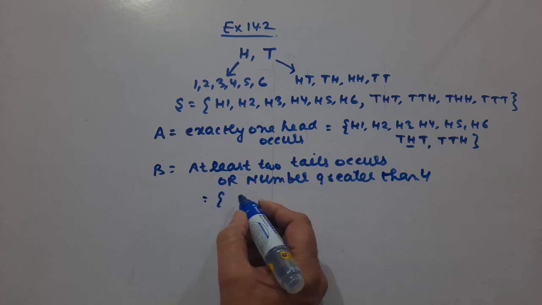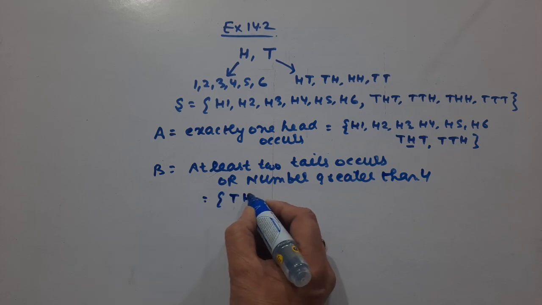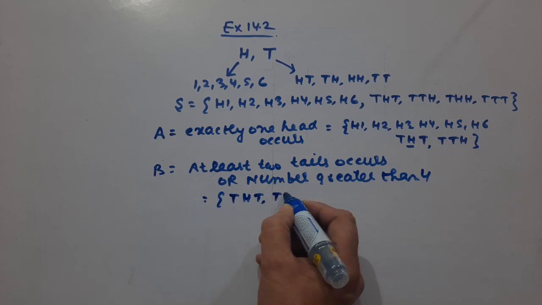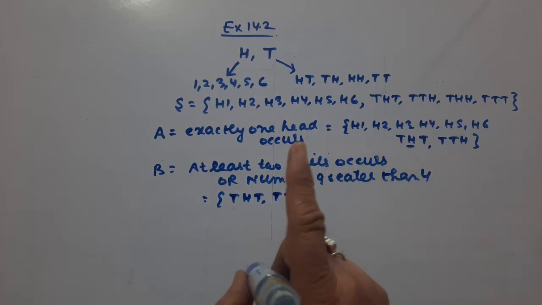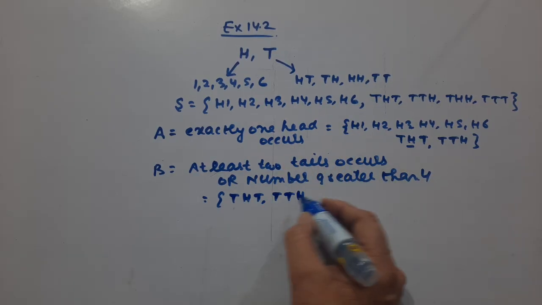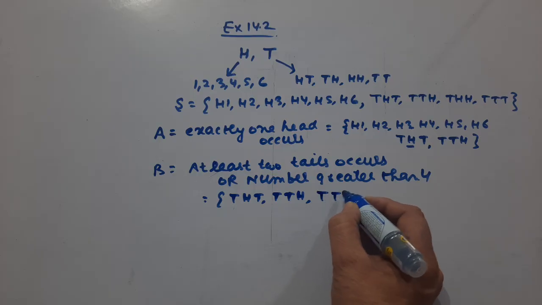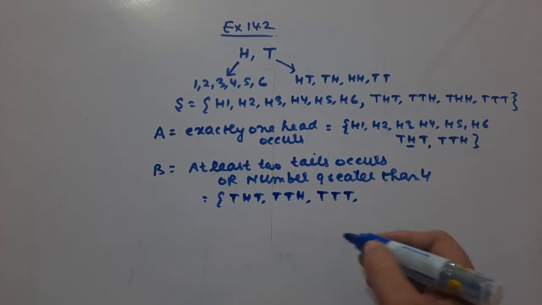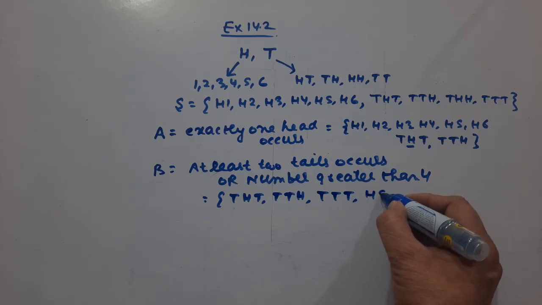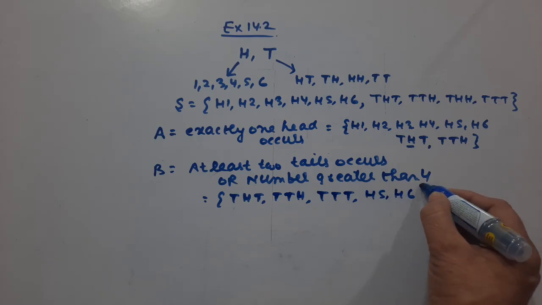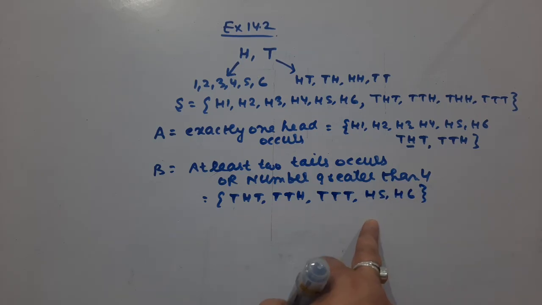Now again we have to write the sample points. Two tails, THT, because at least means two or more than two tails. So two tails, more than two tails means TTT also, and number more than 4. More than 4 means we can write H5 and H6 also. So these are the cases for event B.